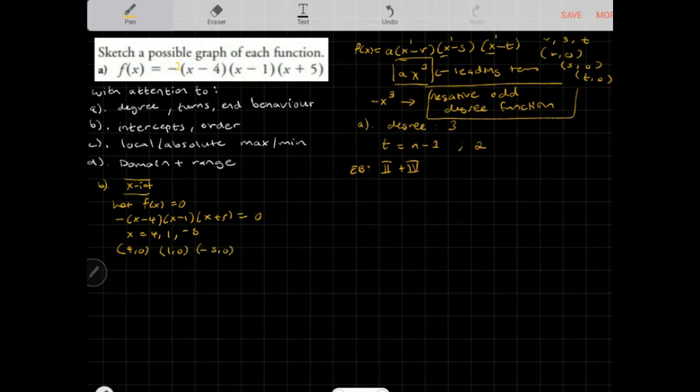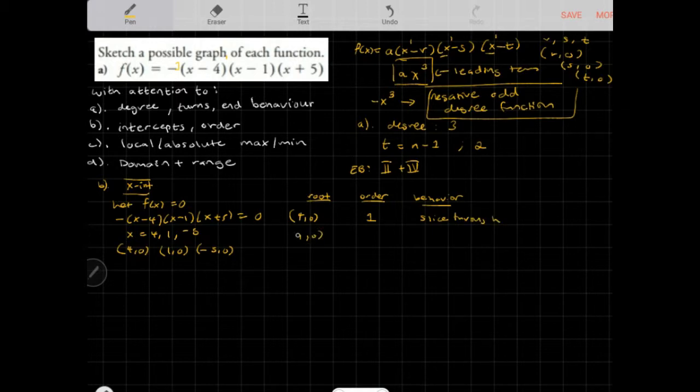Now that we have our x-intercepts, you also need to look at the order of each root, and the behavior. You can notice that all of these are orders of 1. If you look at the root (4, 0), the order here is 1 because there's only a power of 1 on the factor, and the behavior will slice through it. Okay, it'll pass through it.